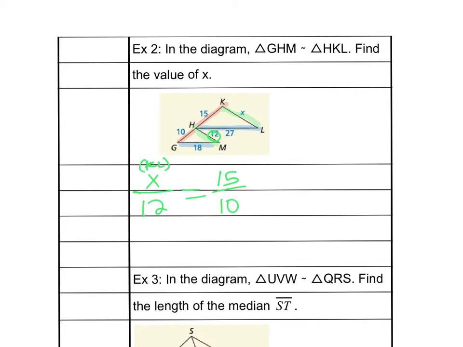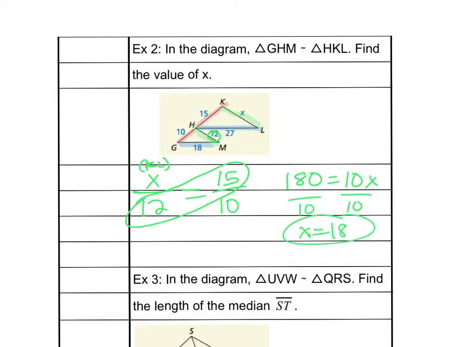And now I can cross multiply and divide. So I would end up with 12 times 15, which is 180, equal to 10x. And then if I divide both sides by 10, I end up with x has to equal 18.